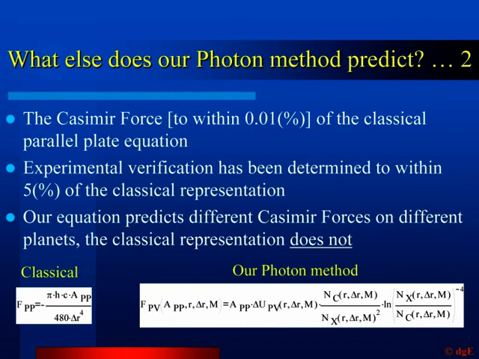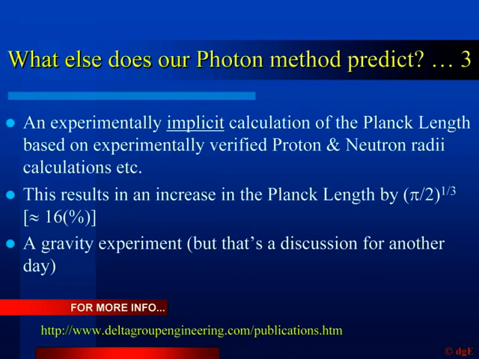Our photon method also produces 3. The Casimir force, to within 0.01% of the classical parallel plate equation. Experimental verification has been determined to within 5% of the classical representation, and 4. Most importantly, our equation predicts different Casimir forces on different planets, the classical representation does not.